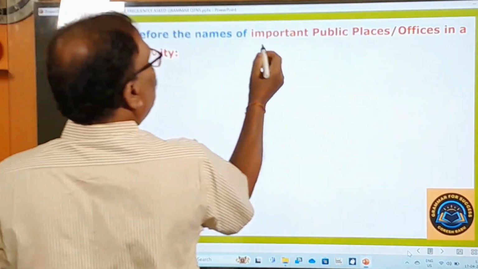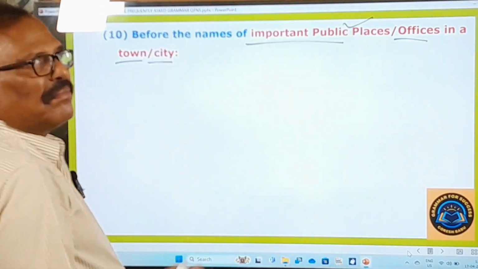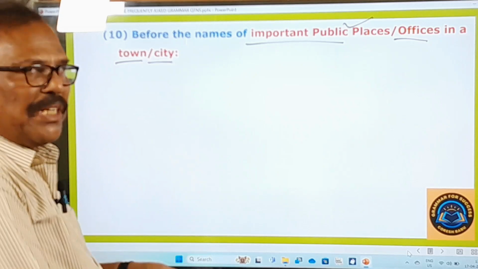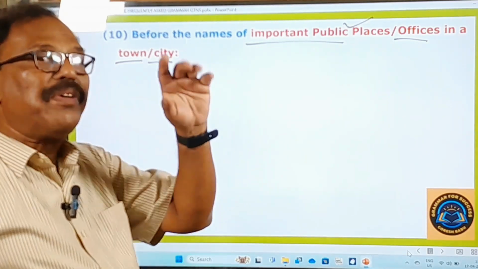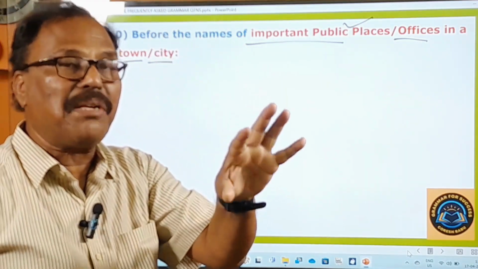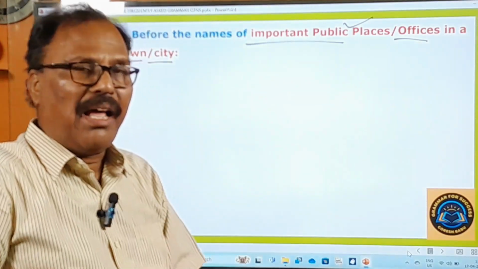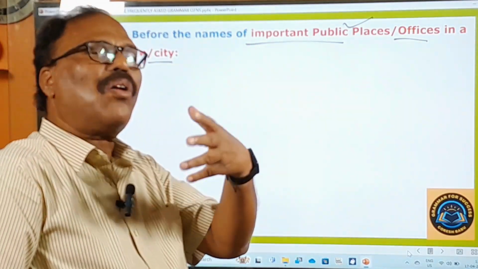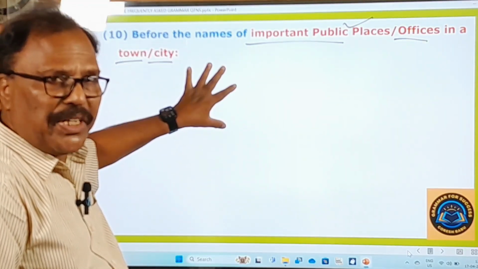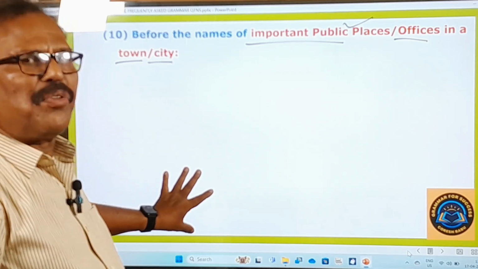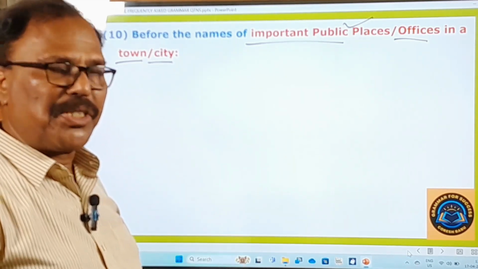The 10th one is: before the names of important public places and offices in a town or a city. Very simple, very easy. Because I am dealing only with the most important rules in this video from your TET and DSC examination point of view. There are as many as 88 or 90 rules under this, and I have dealt with all of them in 6 videos. If possible, I'll mention the links of those videos under this video also. If you want, you can watch all of them, according to the time that permits you.